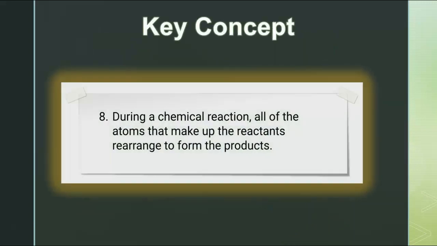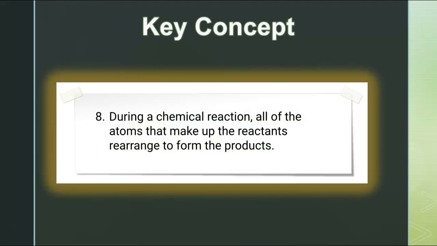Okay, so the key concept for today is during a chemical reaction, all the atoms that make up the reactants rearrange to form the products. Remember that. Remember, reactants, arrow, products, and during a chemical reaction, all the atoms that make up the reactants rearrange to form the products. They are not destroyed, they are not created, they just rearrange.